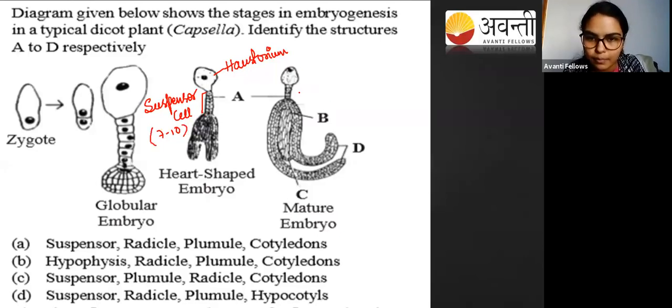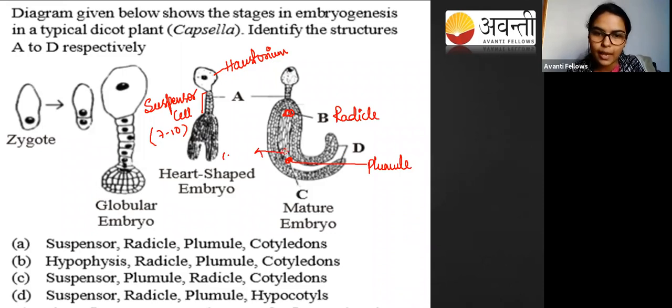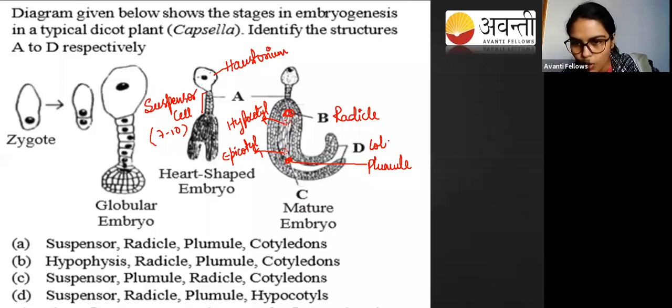Now, this mass of cells is referring to B. B is nothing but radicle. This mass of cells is nothing but plumule. Here there will be some mass of cells, and these are called epicotyl. And here there will be another mass of cells, and these are called hypocotyl. This D refers to the cotyledons.